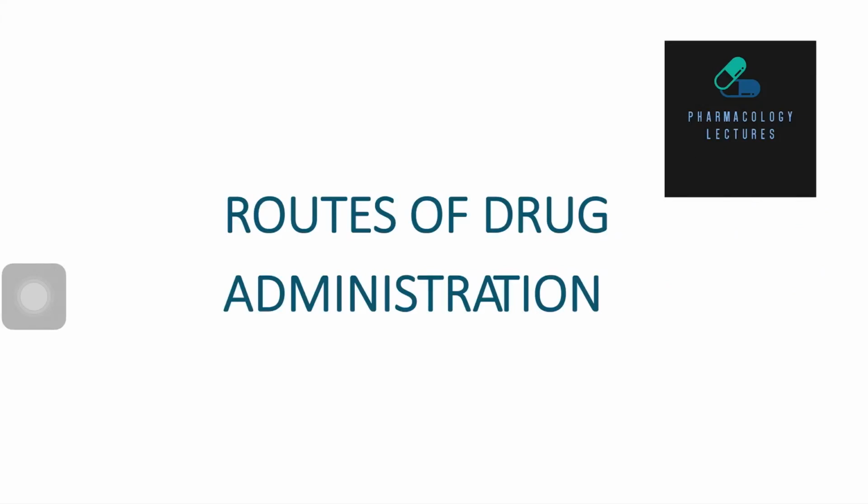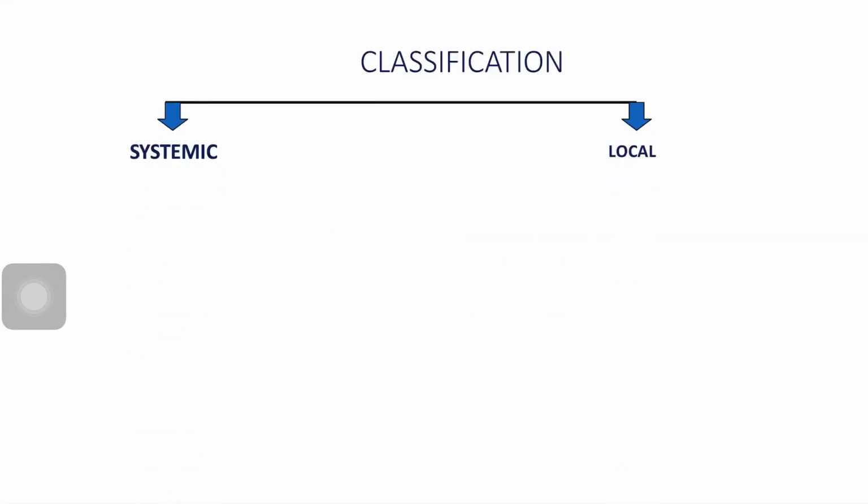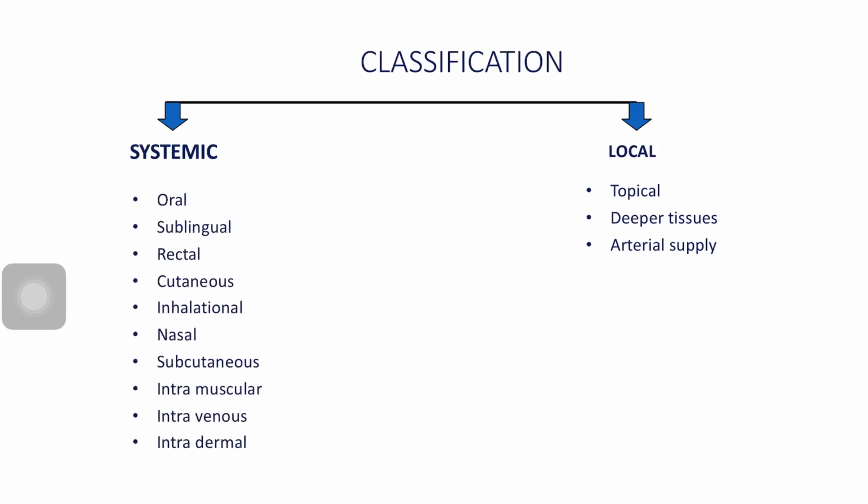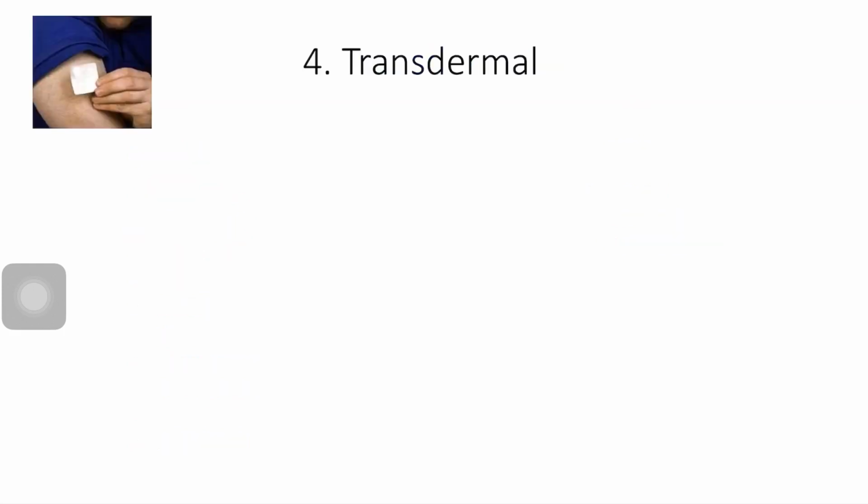We are dealing with routes of administration. We have already seen different routes of drug administration that are local and systemic. There are some local routes, again I'm repeating, these are topical, deeper tissues and arterial supply. And there are systemic routes. We covered one aspect of systemic routes, that is oral, subcutaneous and rectal, in one lecture. Now we will go ahead with further routes.